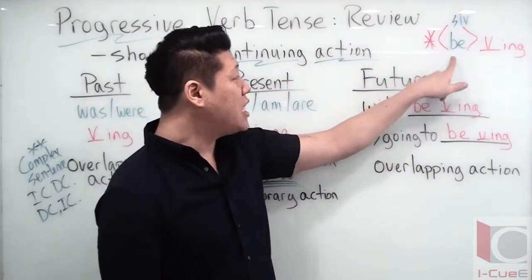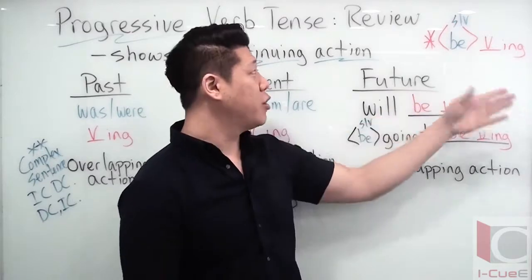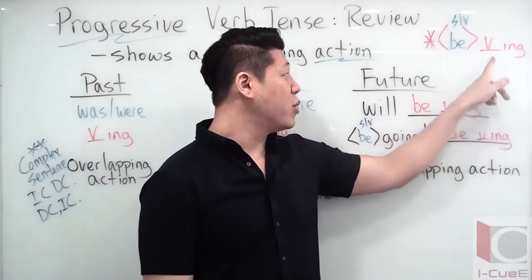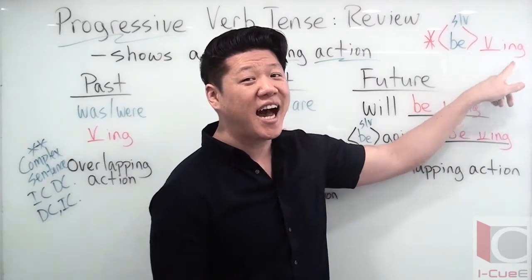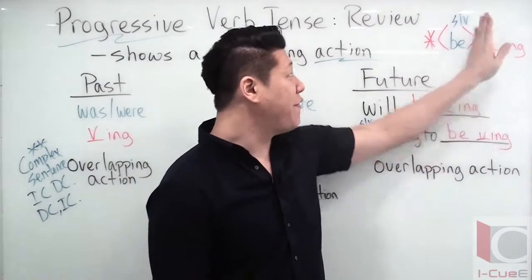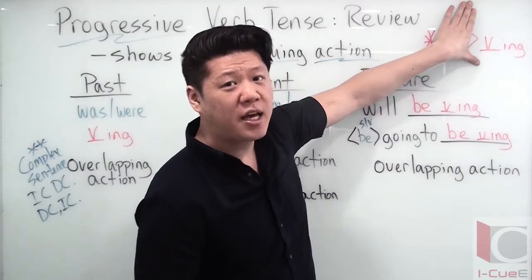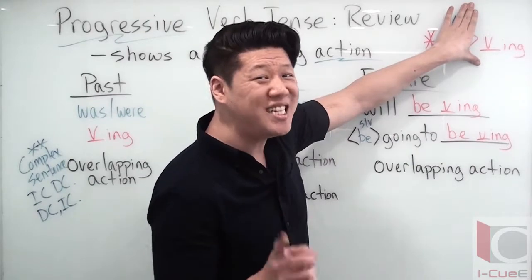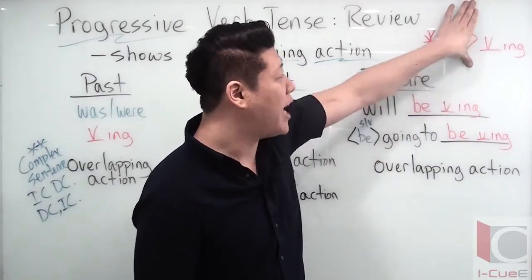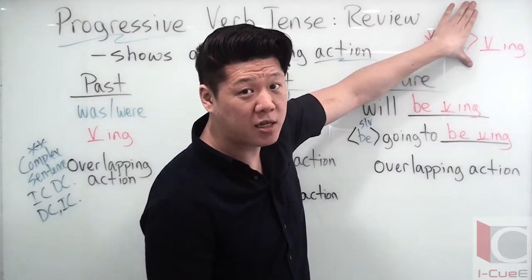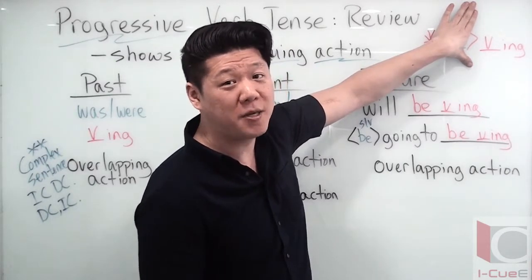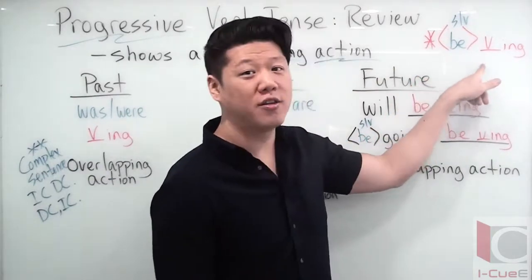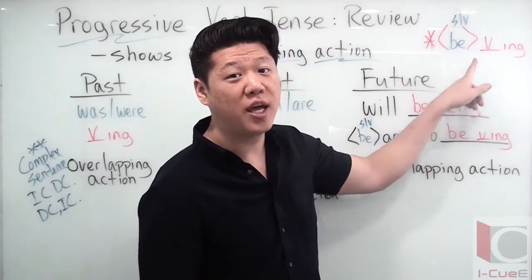So we have be, verb, ing, right? So when you create the progressive tense, you need to have the be verb, and then whatever main verb you are using, add ing at the end. Now, if you just have verbing, this is actually a present participle, which I don't think you've gotten into yet, but you need to have the be verb. If you don't have it, just verbing could be a gerund, or it could be an adjective.